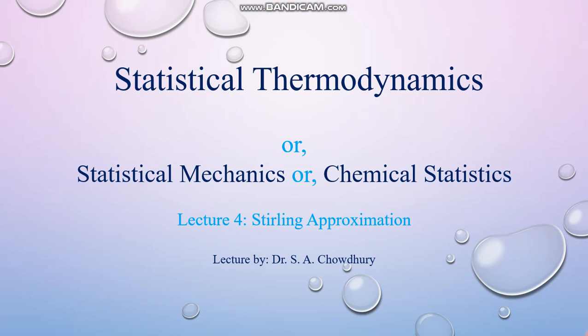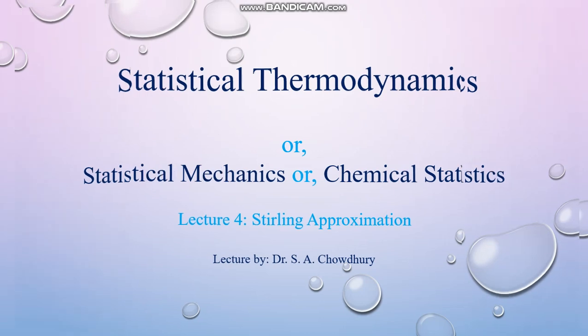Hello everyone, Statistical Thermodynamics we're going on, and in the last lecture we had mentioned the Boltzmann distribution law, which is applicable for the classical particles, and right now it's time for deriving this law. But before its derivation we have to learn about one mathematical trick which is known as the Stirling approximation, and this is the topic of today's lecture number 4.